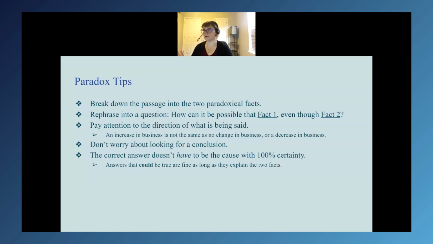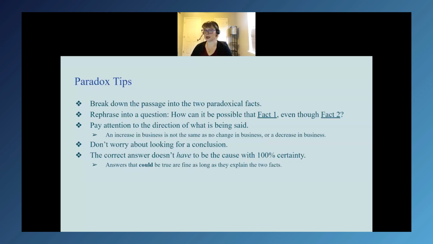So, one good tip for how to see that is to rephrase it into a question. How could it be possible that fact one, even though fact two? Something like that. Pay attention to the direction of what is being said. So, an increase in business is not the same as level business, no change, or a decrease in business. That can be an indicator that something is odd. So, pay close attention to that.